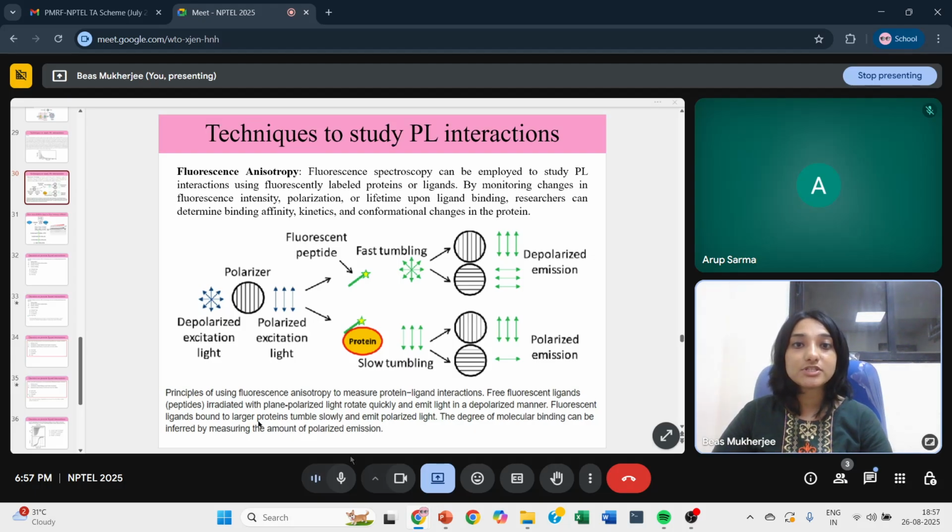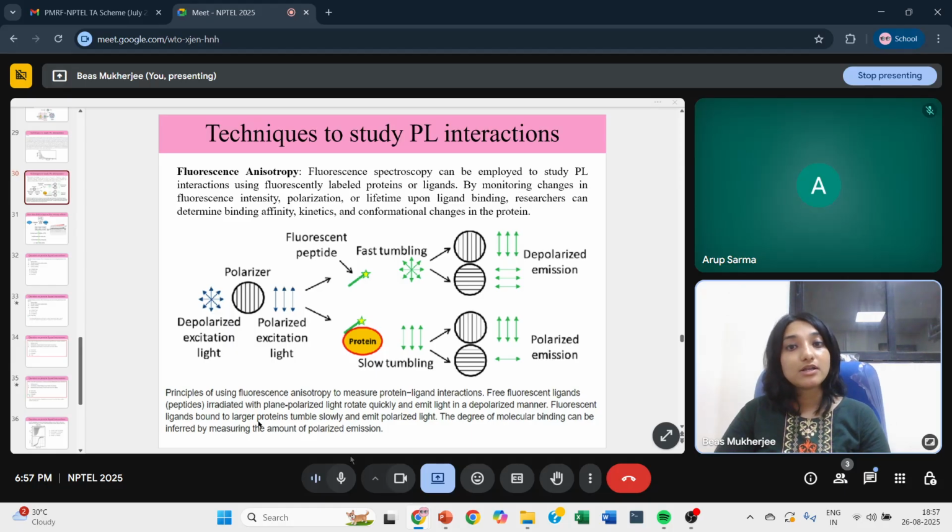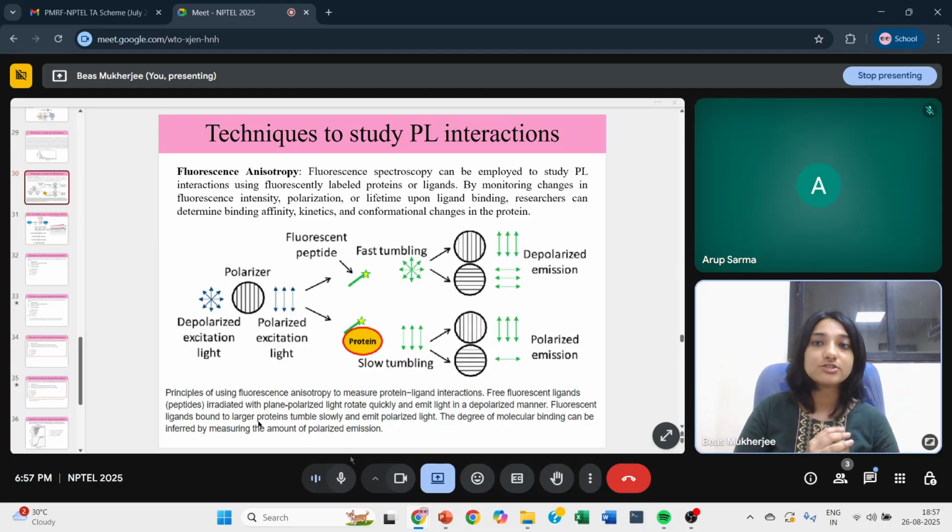Now see, fluorescence spectroscopy can be employed to study protein-ligand interactions using fluorescently labeled proteins or ligands. By monitoring changes in the fluorescence intensity, polarization, or lifetime upon ligand binding, that means the time, the k on and k off rate, etc., researchers can determine binding affinity, kinetics, and conformational changes in the protein.